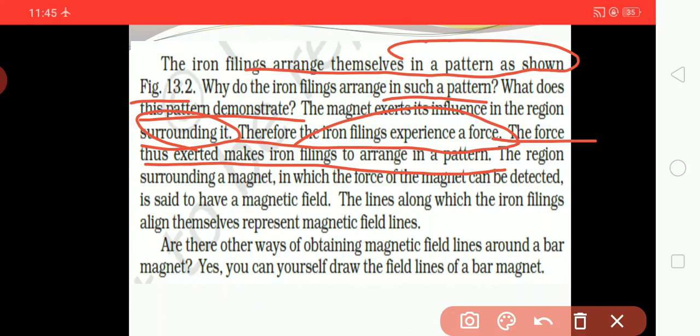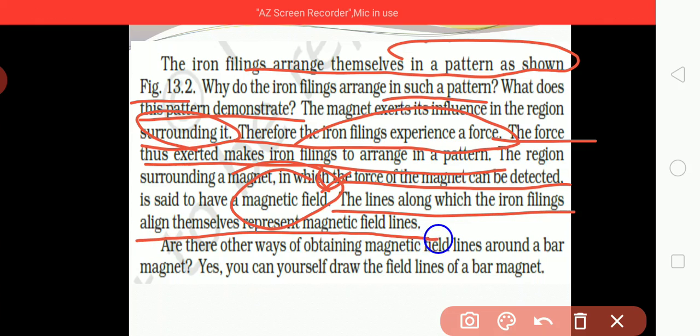And the region surrounding a magnet in which the force of the magnet can be detected is said to be a magnetic field. The line along which the iron filings align themselves represents a magnetic field line. Are there other ways of obtaining magnetic field lines around a bar magnet?